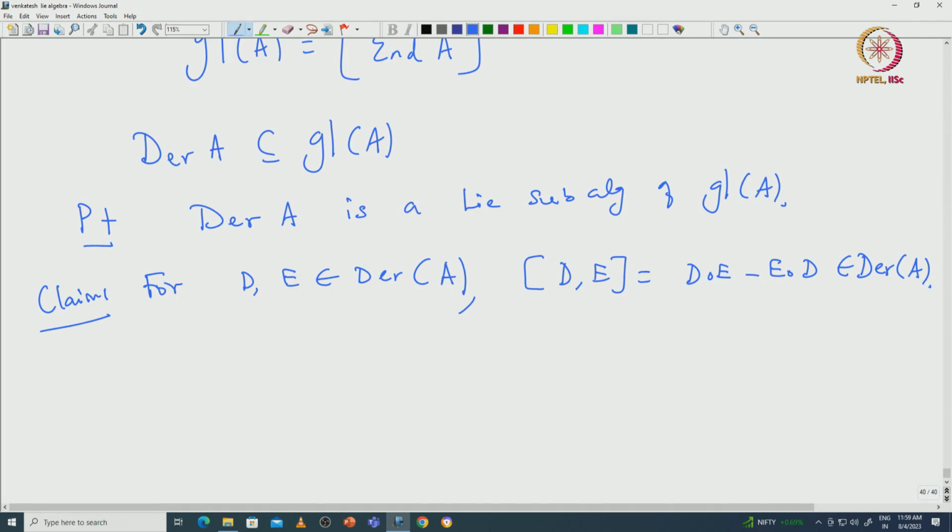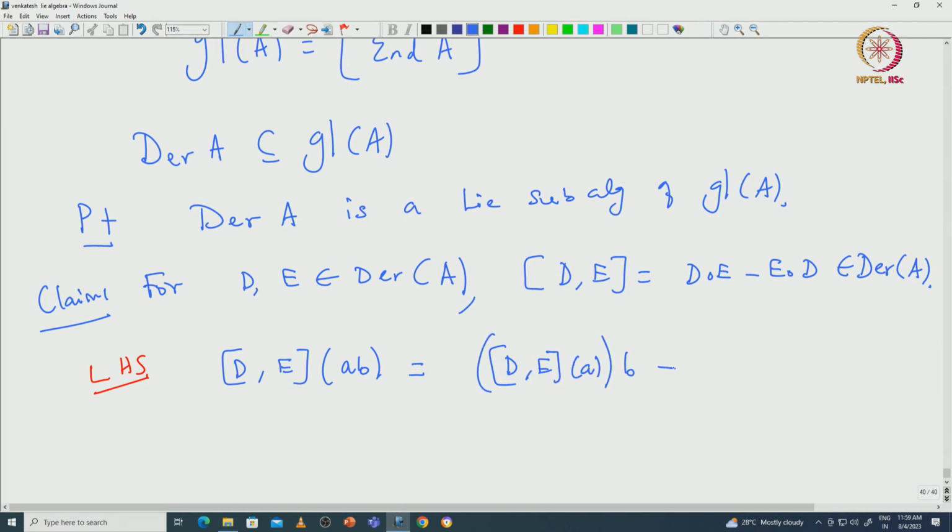It is basically a computation. Let us compute what is on the left hand side, and then the right hand side, and then we will just match. We need to prove that this is actually a derivation. To prove that, we compute the bracket [D, E] acting on ab. We need to prove this gives [D, E] of a times b plus a times [D, E] of b. This is the thing you need to check. So, let us do this calculation.